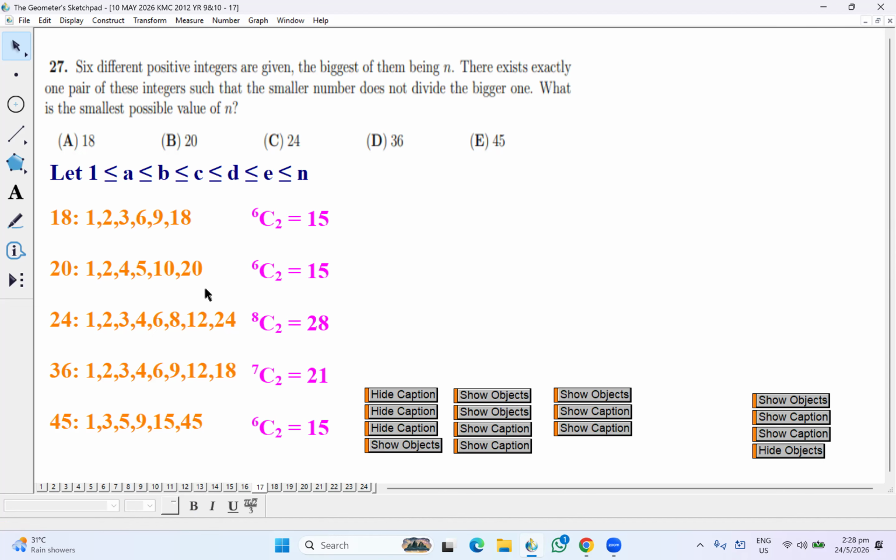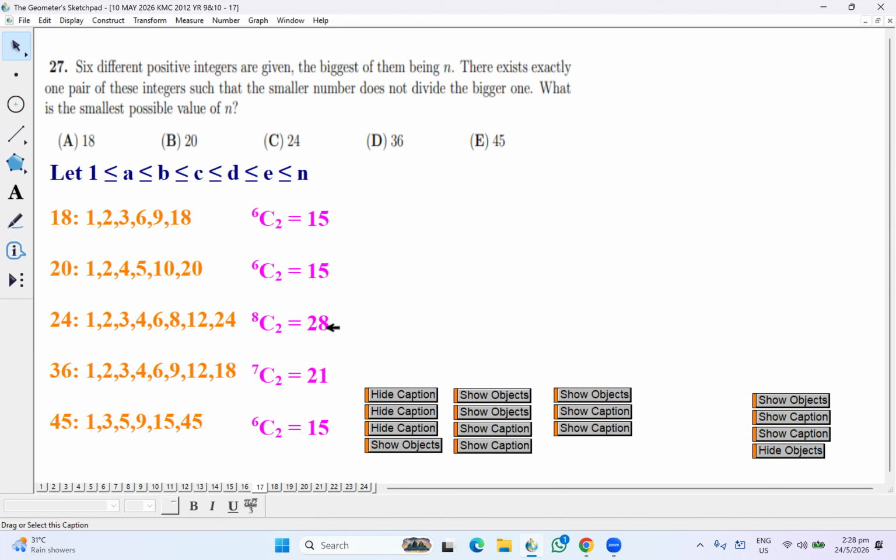2 cannot divide 5. 4 also cannot divide 5. 4 also cannot divide 10. So many pairs, and you want only one pair. So 20 also cannot work because it has too few factors, only 15 pairs. 24 has 8 factors: 1, 2, 3, 4, 6, 8, 12, 24. 8 choose 2, we can have 28 pairs.